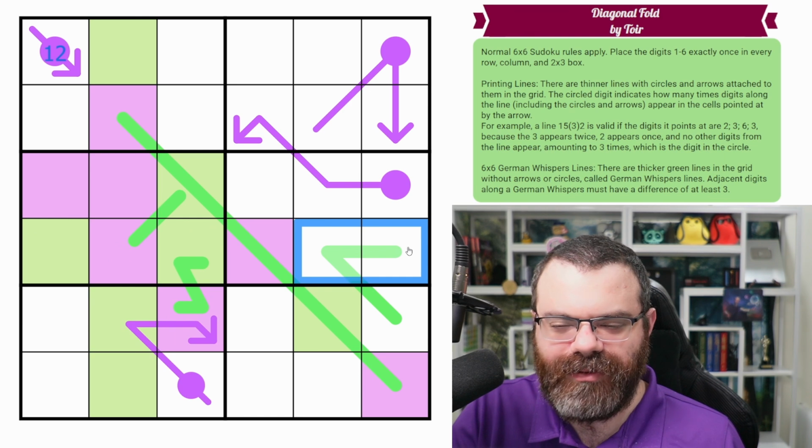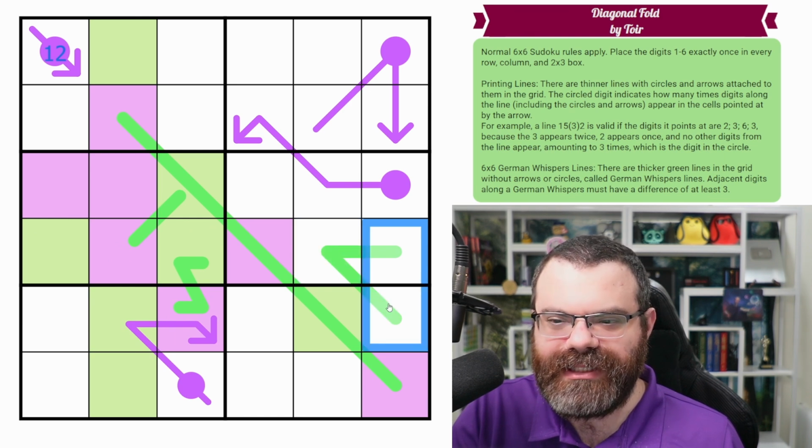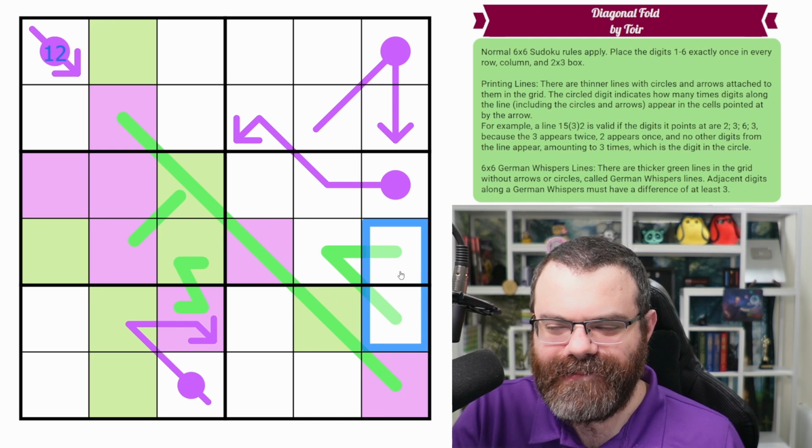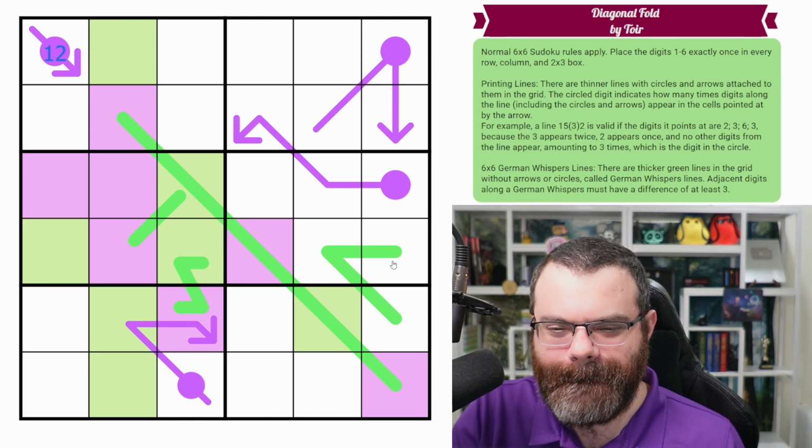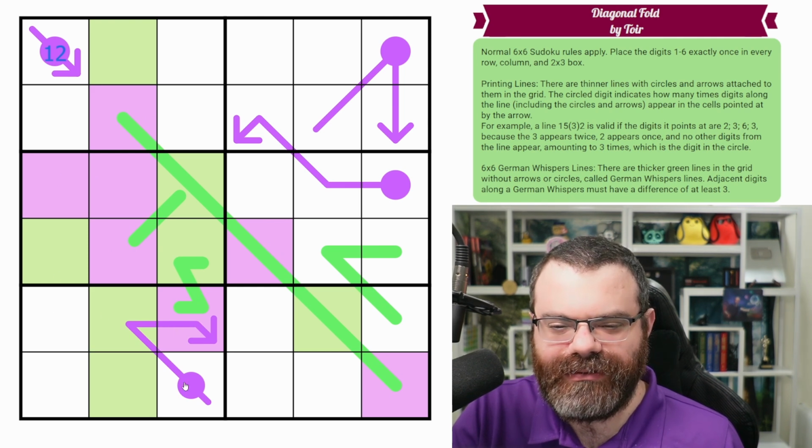We know one of these is purple, one's green. We know these 2 are the same as each other. Interesting. Huh. I don't know what to do with that. Do we have anything else to spread here?